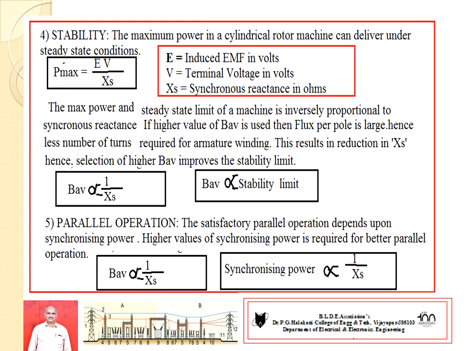Again, B average is inversely proportional to Xs. Lower value of Xs, higher value of B average. In the same manner, synchronizing power is also inversely proportional to Xs. Hence, we have to keep a lower value of synchronous reactance for synchronizing power. If we use a higher value of flux density, it will cause a reduction in synchronous reactance, and it will increase the synchronizing power.